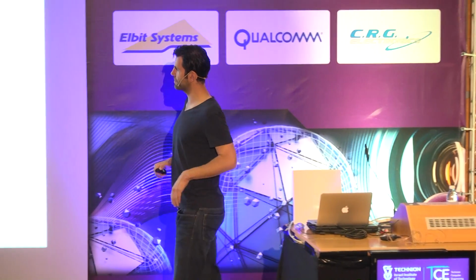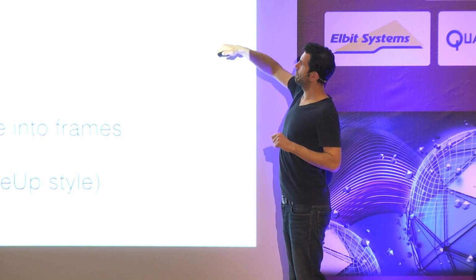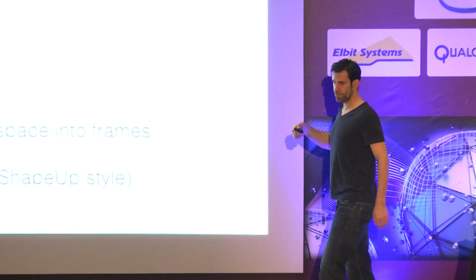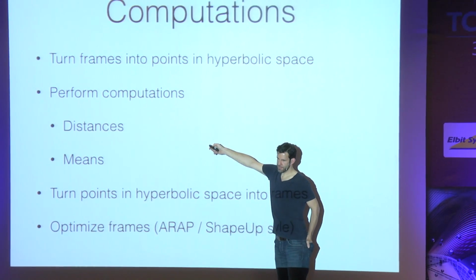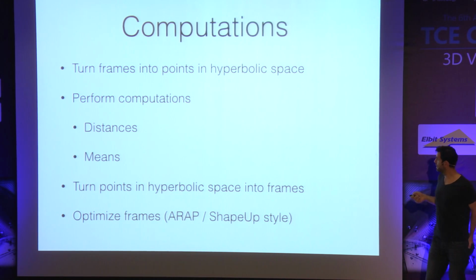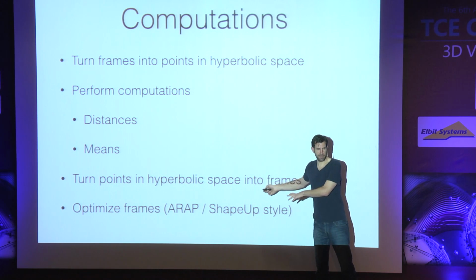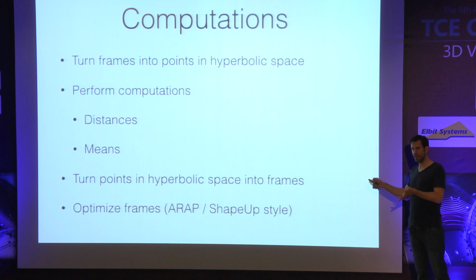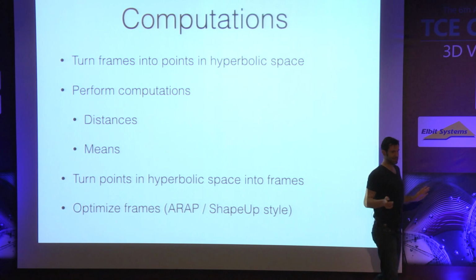Okay, now for computations, what we do is we turn these frames that we have in Euclidean geometry into points in hyperbolic space by what I just told you. We perform computations in hyperbolic space. We measure distances. We compute means. We can do K-means in hyperbolic space. And then when we have these results, we turn the points in hyperbolic space back into frames in Euclidean space. And in this way, we can loop over this, and we can optimize frames with techniques that are known.